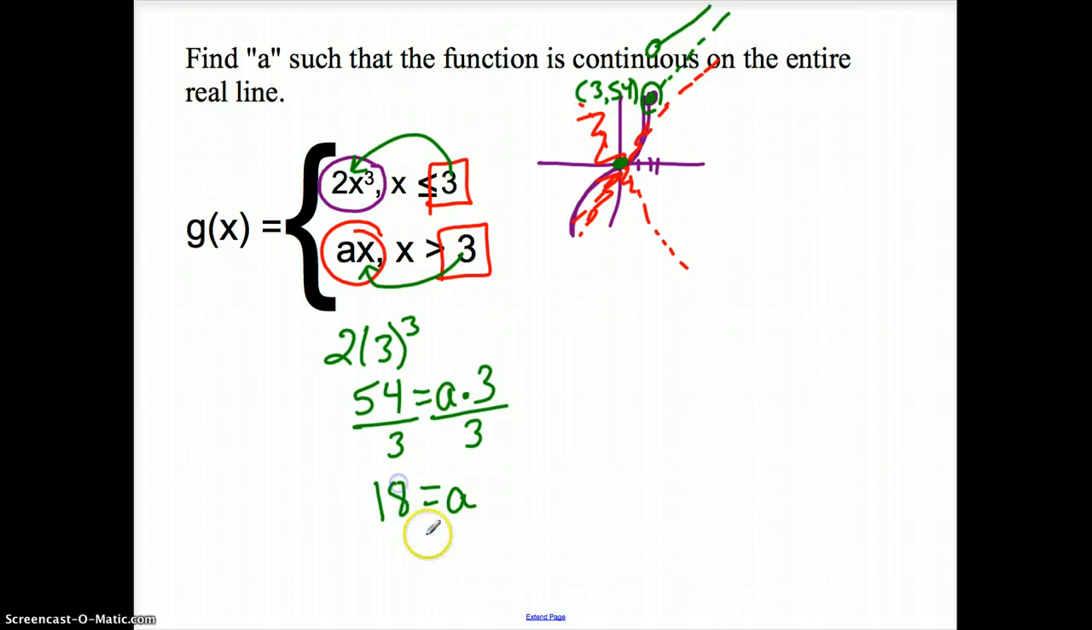So I believe that's 18. So in this case, a is 18. Unless I did my math wrong. You can correct me tomorrow if I did. All right.